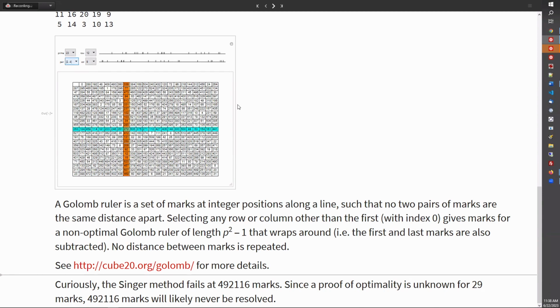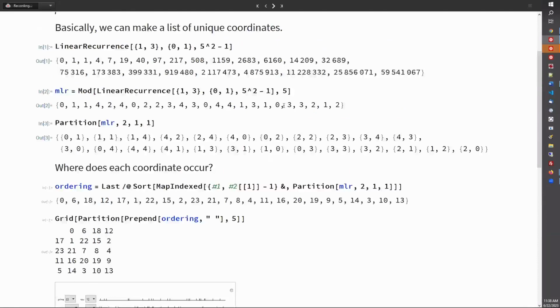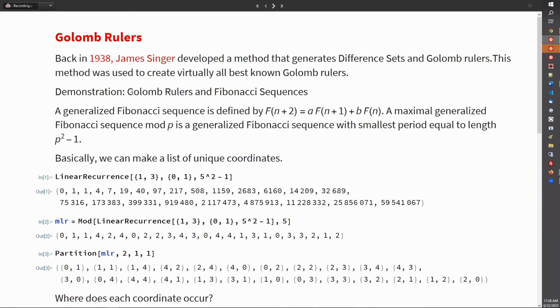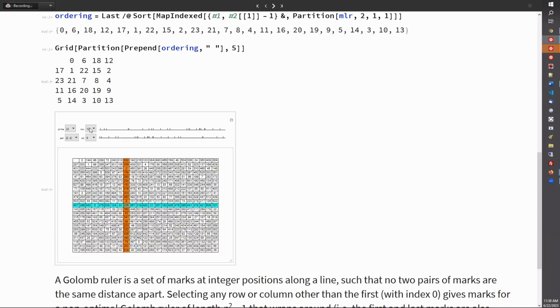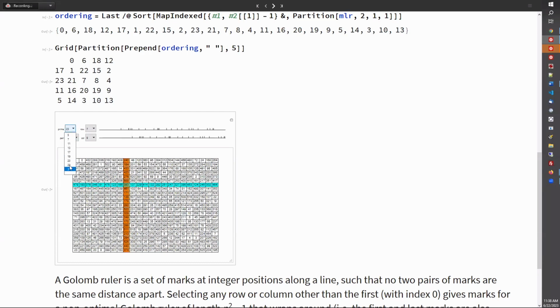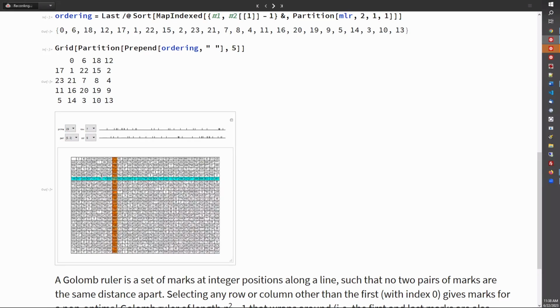And this is another demonstration. Here's the name of it up here again: Golomb Rulers and Fibonacci Sequences. You just basically make the generalized Fibonacci sequence, you pick your prime, and you get a whole bunch of possible Golomb rulers. Now, they may not be minimal, but they won't repeat any differences.